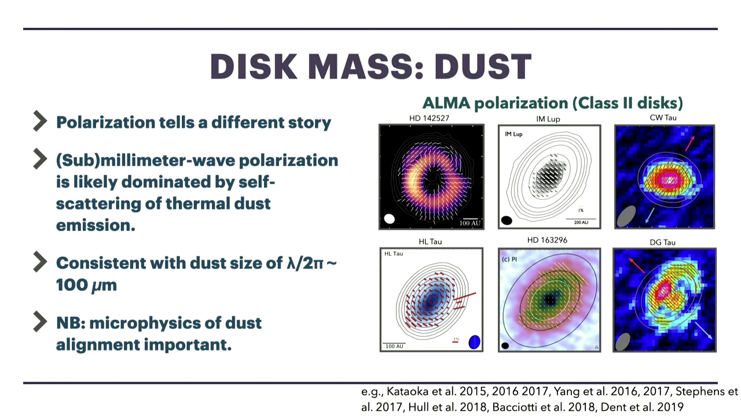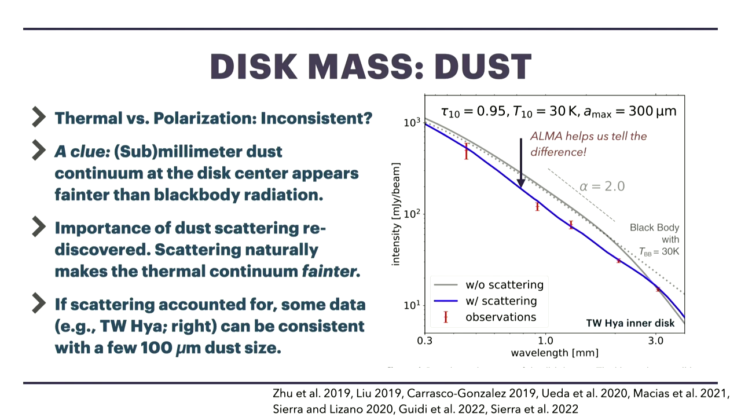what these observations tend to point to is not millimeter-sized dust grains, but rather 100 micron-sized dust grains, 10 times smaller. So is there tension here? What do we actually know even about the growth, the first step in forming a planet, i.e. dust growth? Well, luckily, this renaissance, this era of wonderful data, has actually given us a clue.